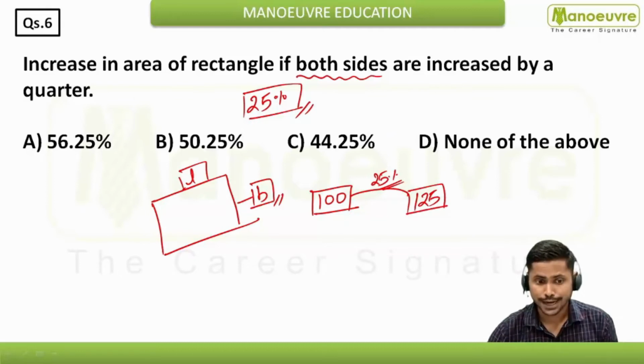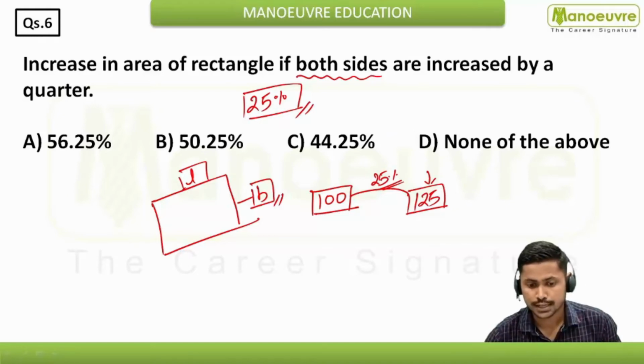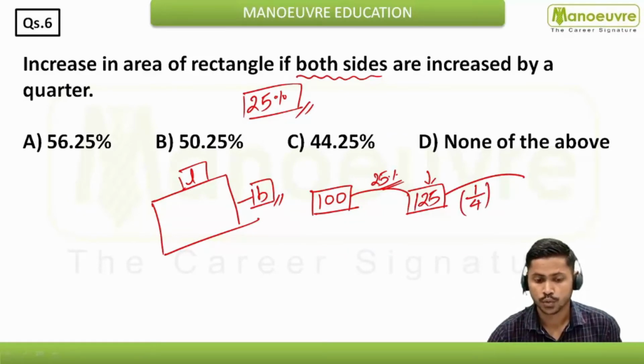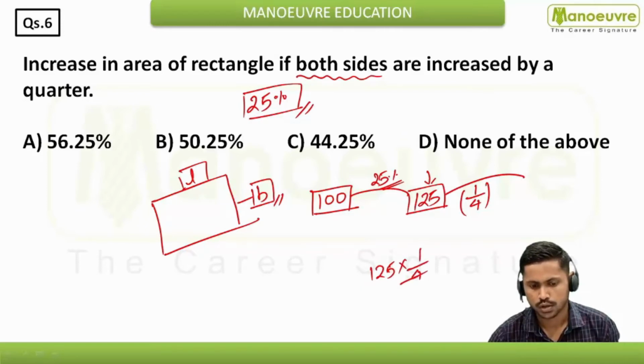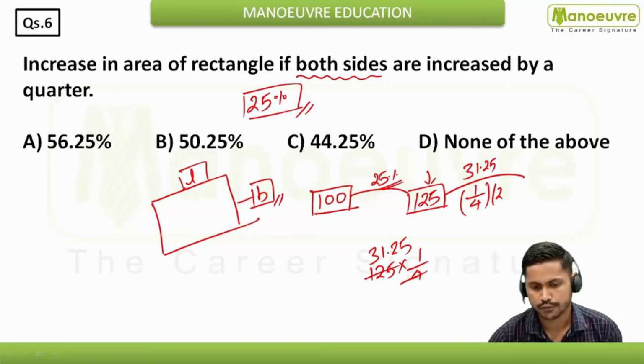After that, its breadth is also increasing by 25%, so what do you do? Again increase by 25% on the value you have right now. If you increase by 25%, how much will you get? 1/4 of this 125. How did 1/4 come? You know 25% in terms of fraction is 1/4. So 1/4 of 125 will be nothing but 31.25, which is 25%.